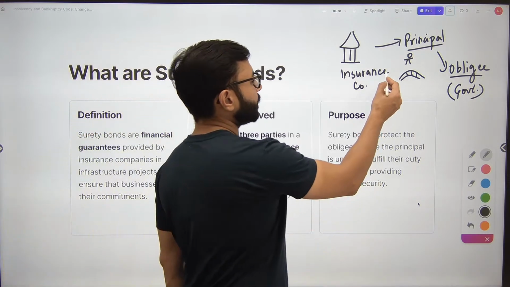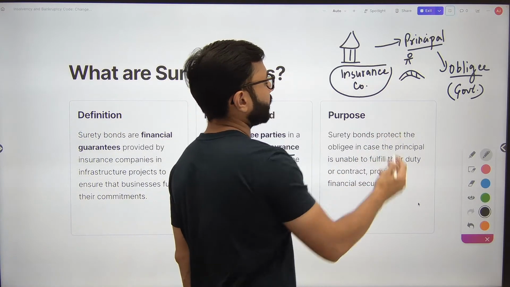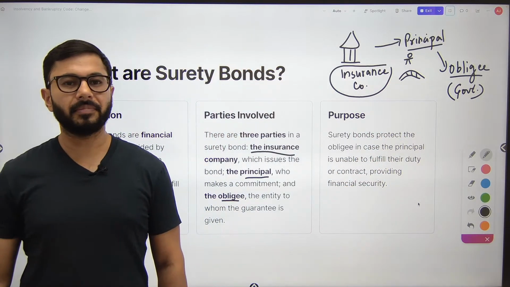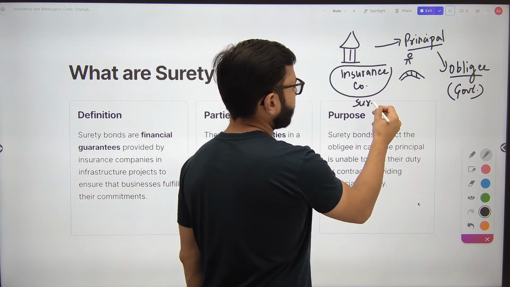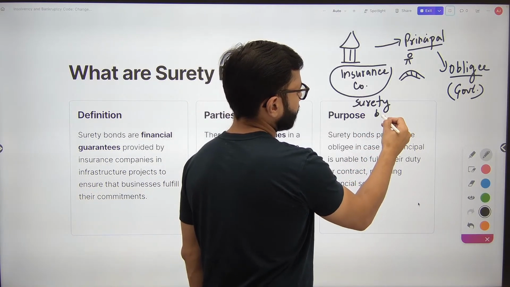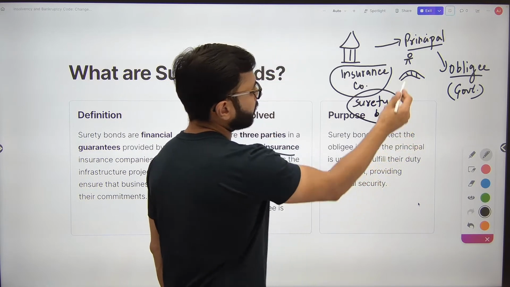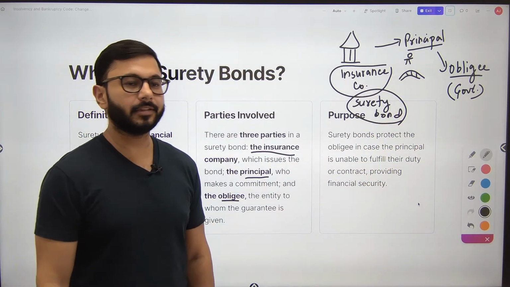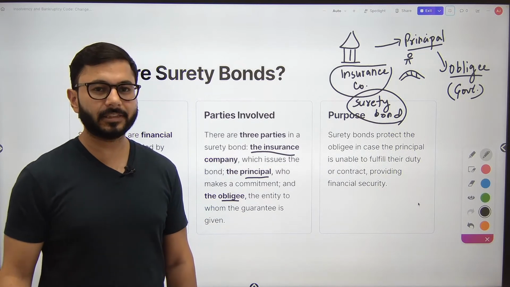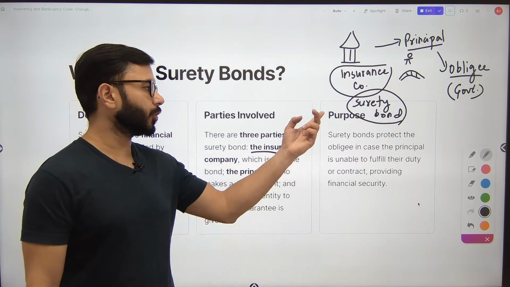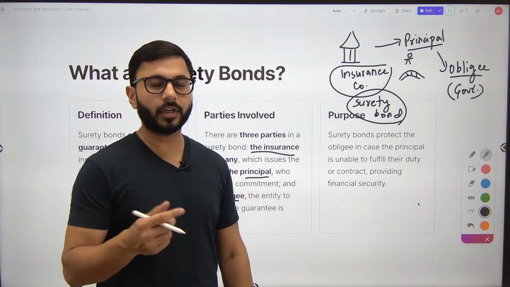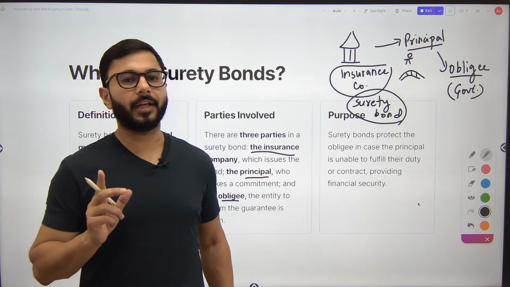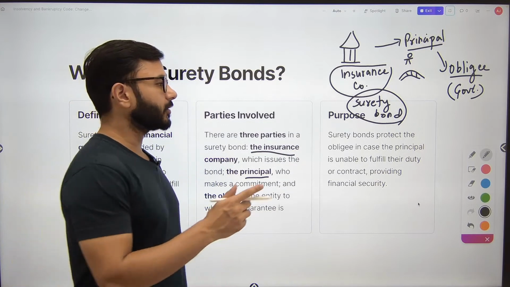And now that principal comes to the insurance company and says, please give me a guarantee in the form of a surety bond so that I can fulfill my obligation of building this bridge. The insurance company says, okay, why not? I'll issue a surety bond in your name, which means that if you default, then I will fulfill the financial obligation. But I would take some premium.